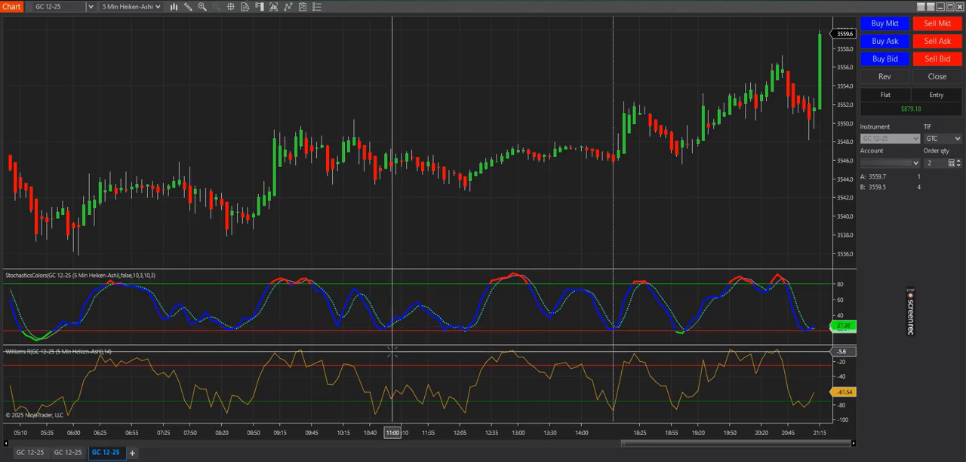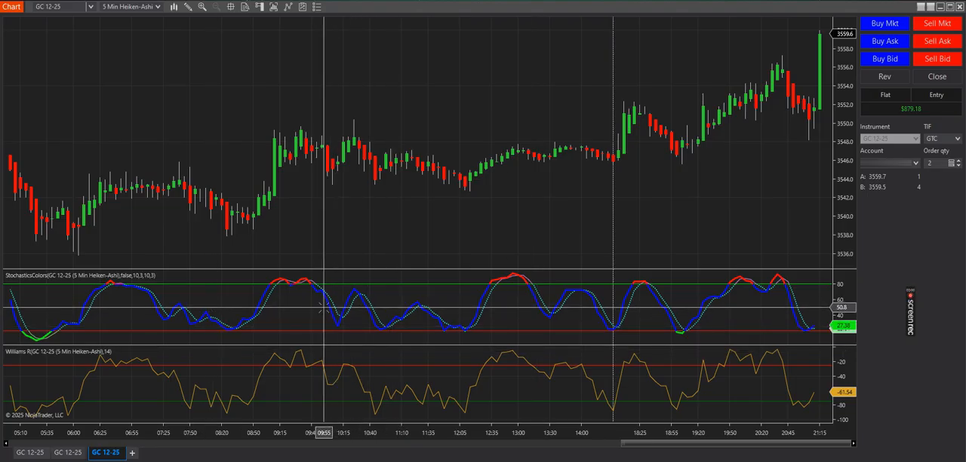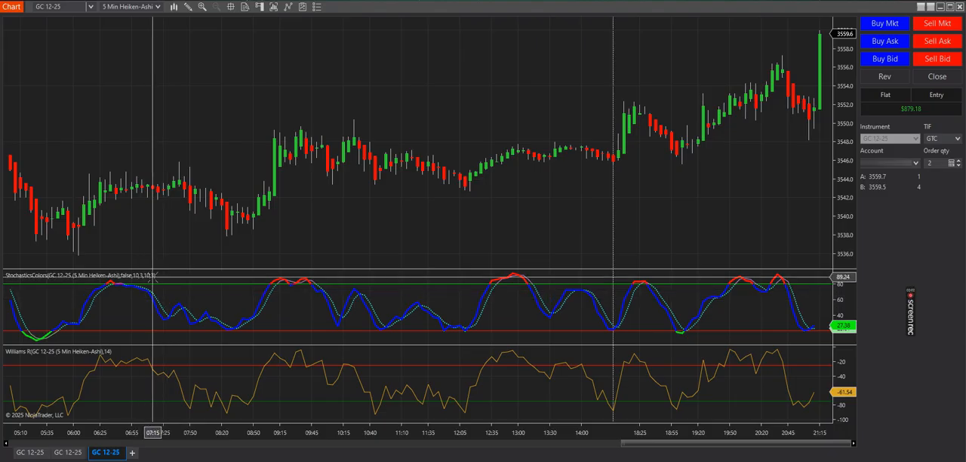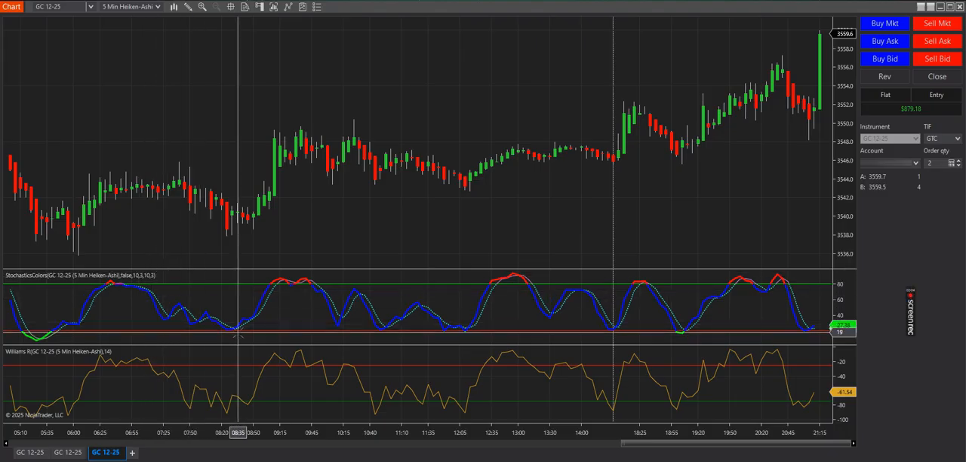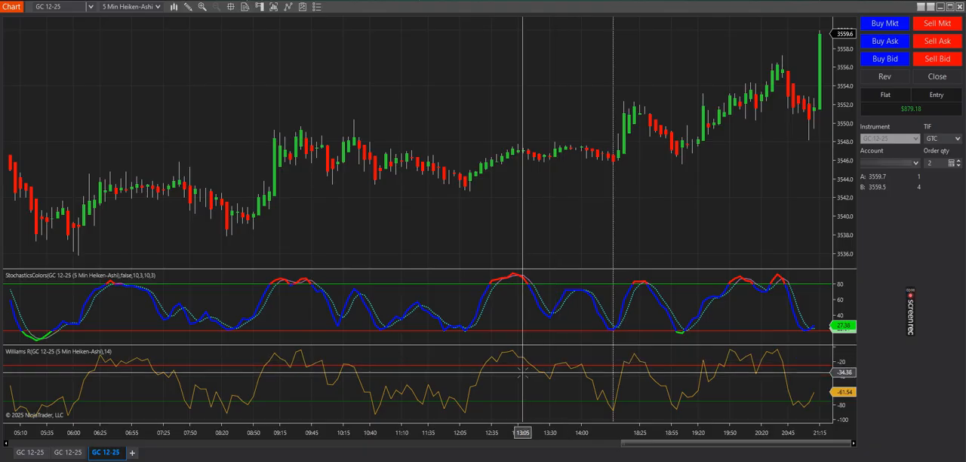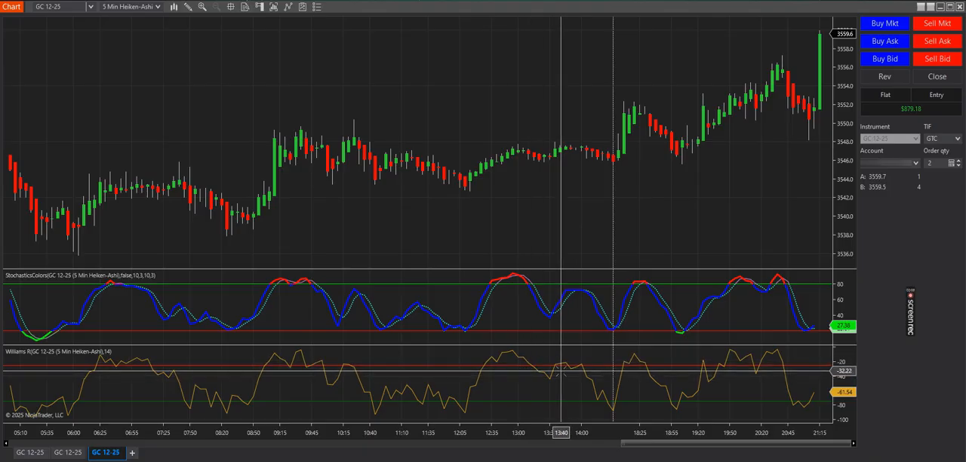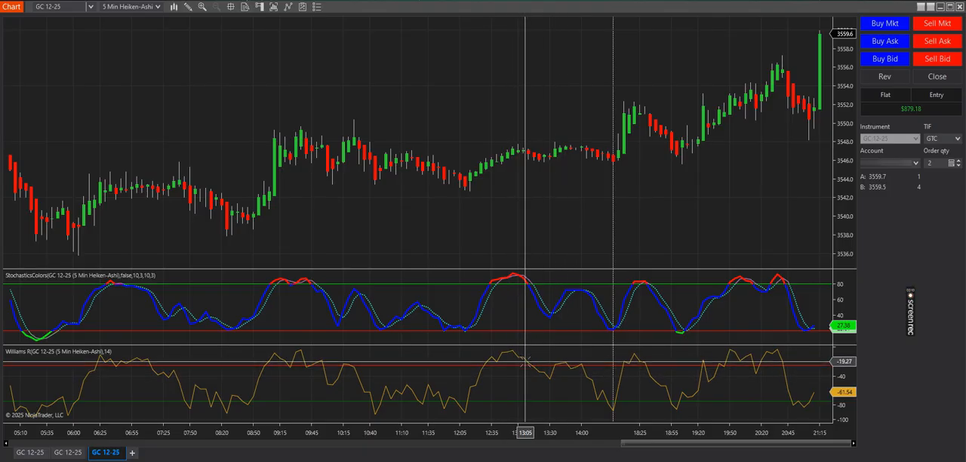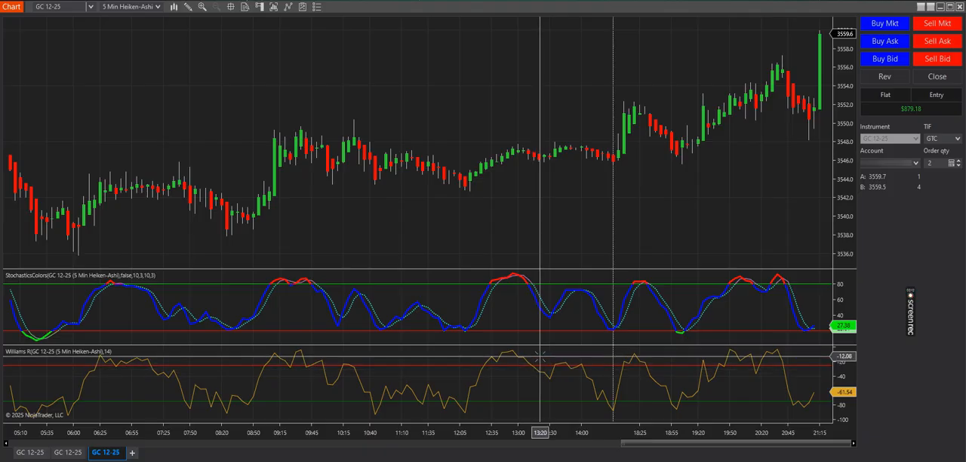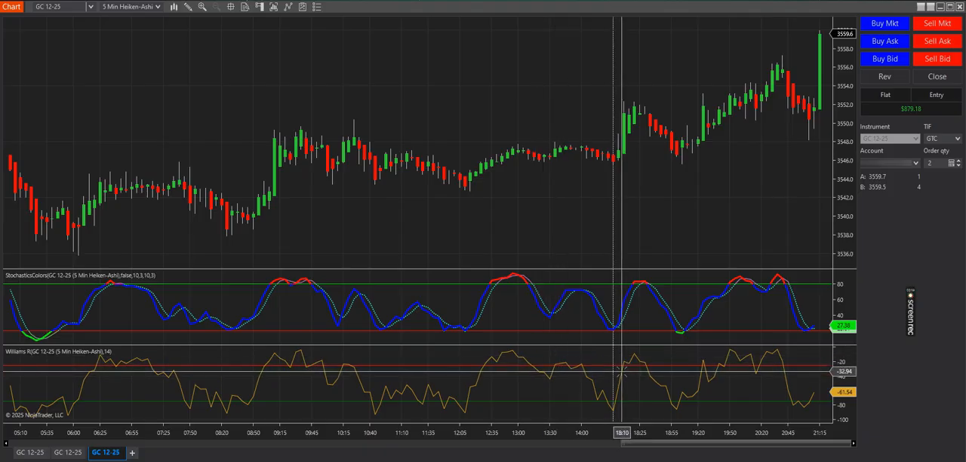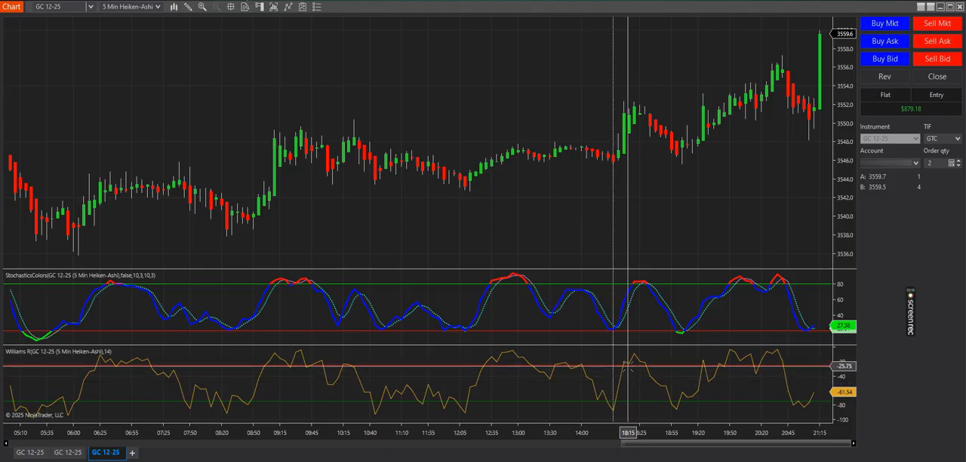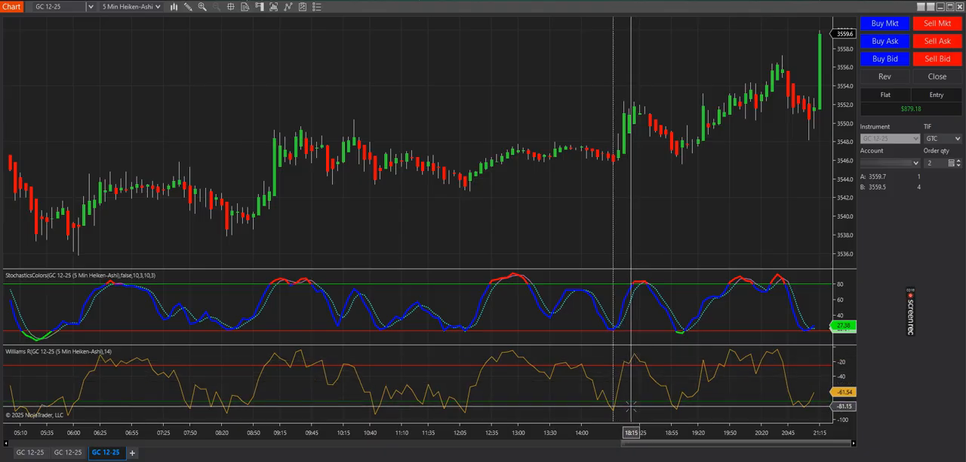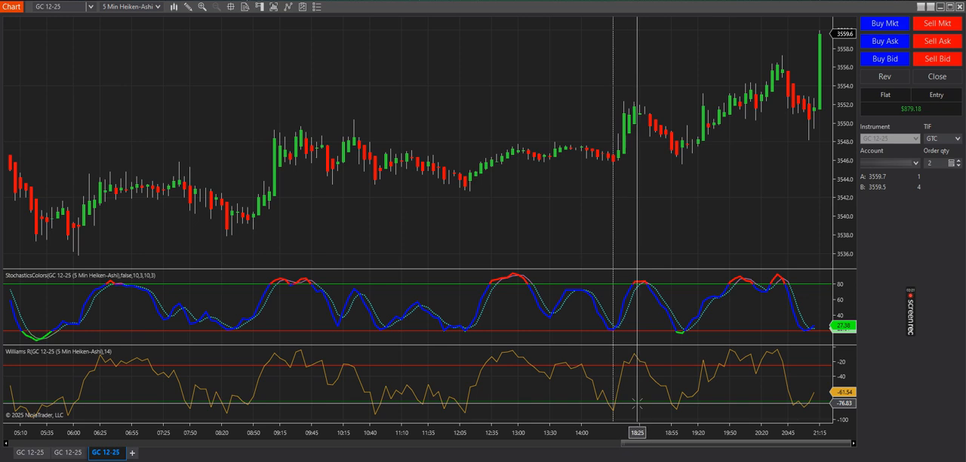The indicator settings are 10-3, 10-3, all right? I also have the Williams R indicator here, the Williams percentage R, which also measures overbought and oversold levels. You can see here the red line is -20, and oversold is -80, right? So how does the strategy work?